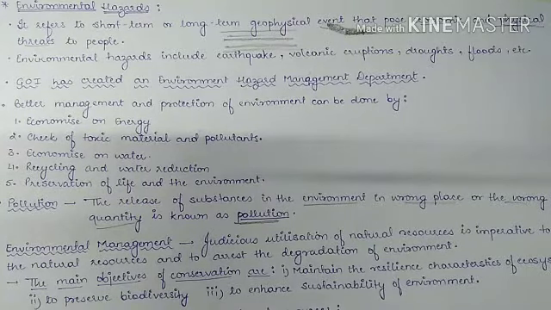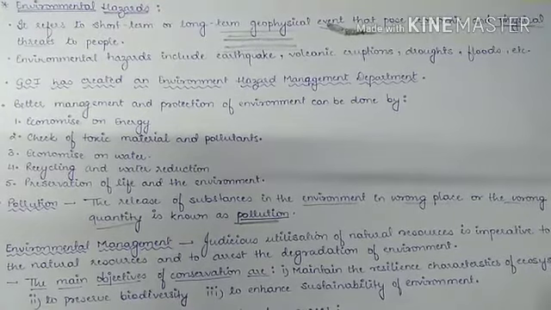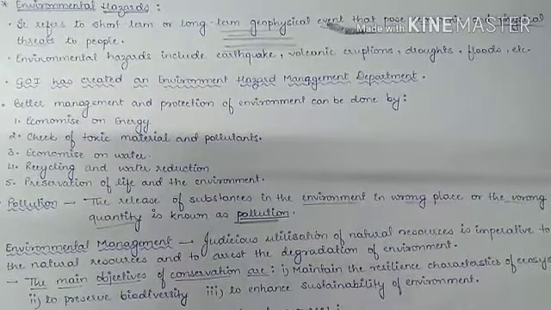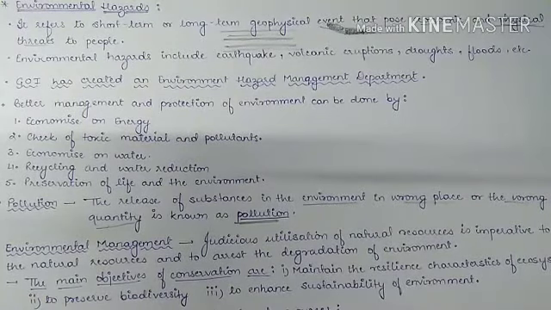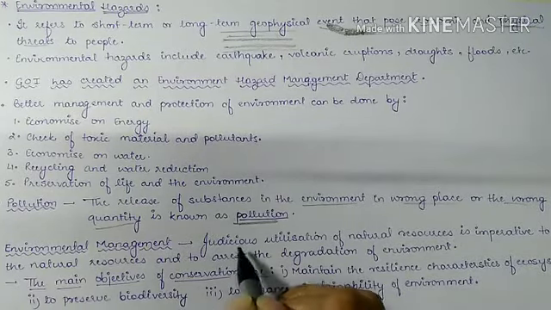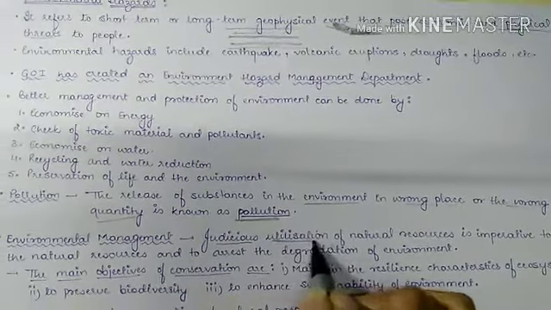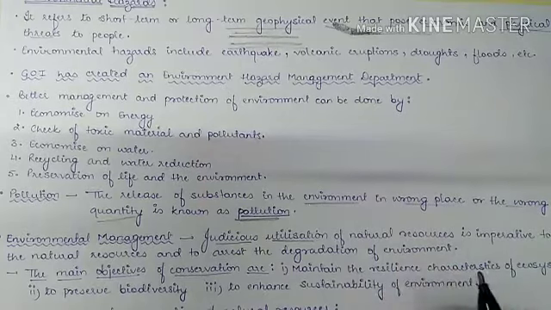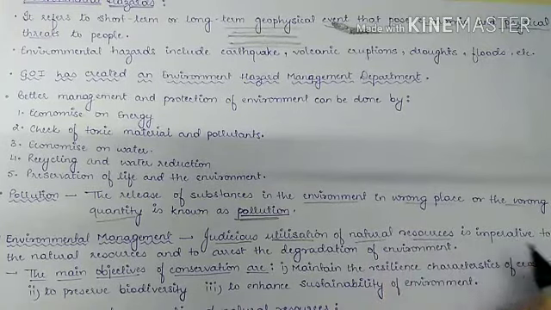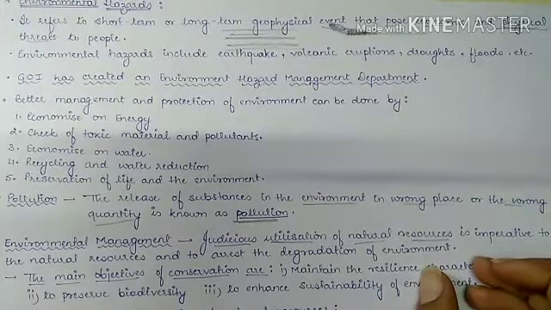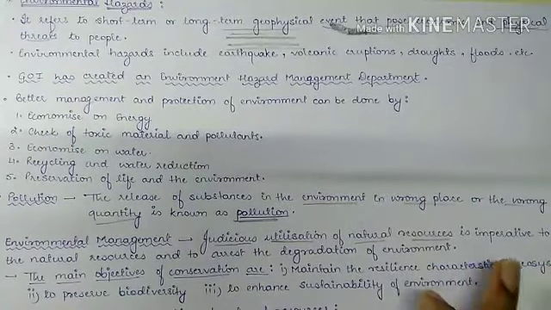Environmental management is judicious utilization of natural resources, which is imperative to conserve the natural resources and to arrest the degradation of environment. So the basic thing is judicious utilization. We don't have to stop utilizing all our natural resources, but even if we judiciously use our natural resources, then also we can conserve the environment, and that is the basic motive of environmental management.